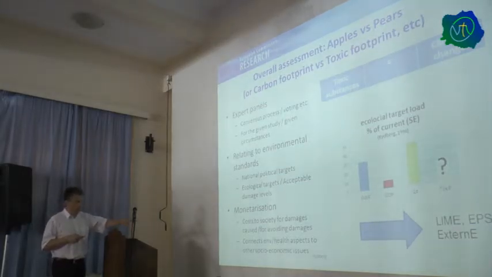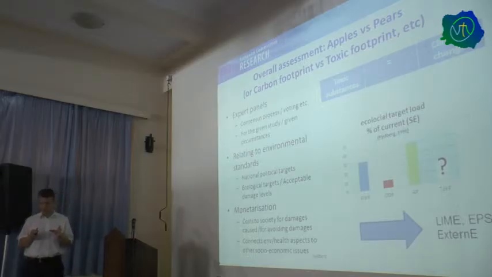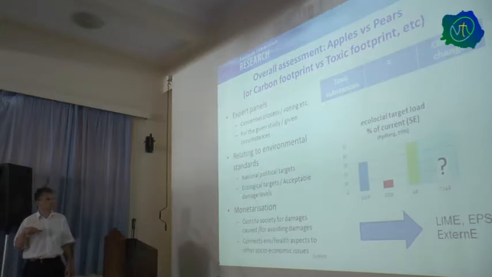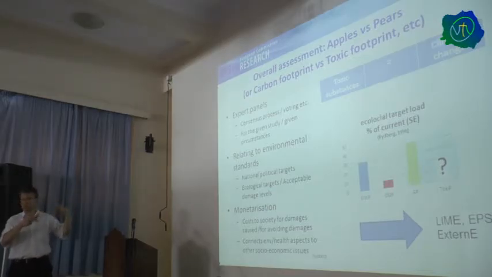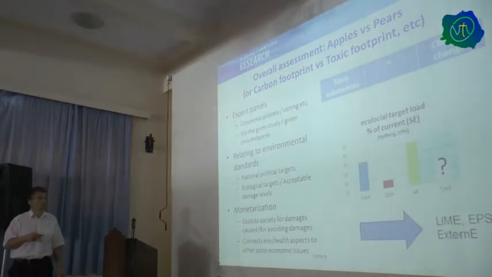There are three basic methods how to aggregate from these disaggregated emissions or resource inputs to some kind of impact score that covers all these effects. And basically, you have the three methods of expert panels, relating to environmental standards, or monetarization. Of course, you can always see that there could be linkages and relations between them, but the basic idea is like this at least.